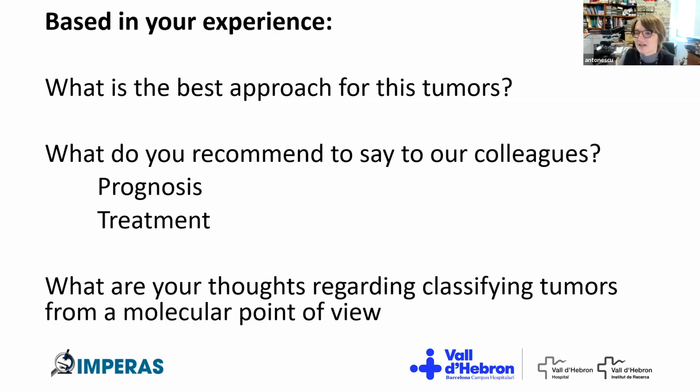But as I said in the beginning, we have to keep our minds open. We don't really know if they are true entities, right? And the EWS family of tumors is such a good example of fusion promiscuity and overlapping morphologies. So, good and bad altogether. Good that we have something objective, bad because we don't really necessarily understand.